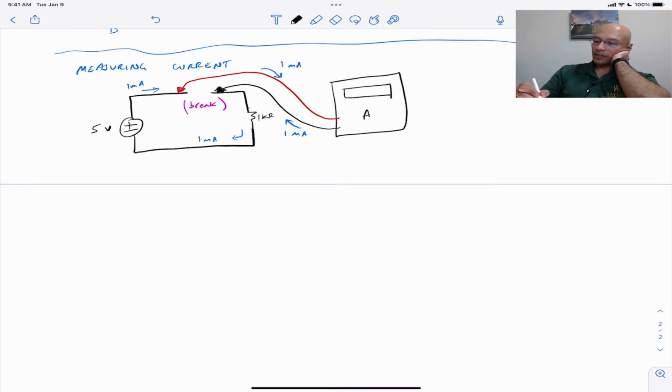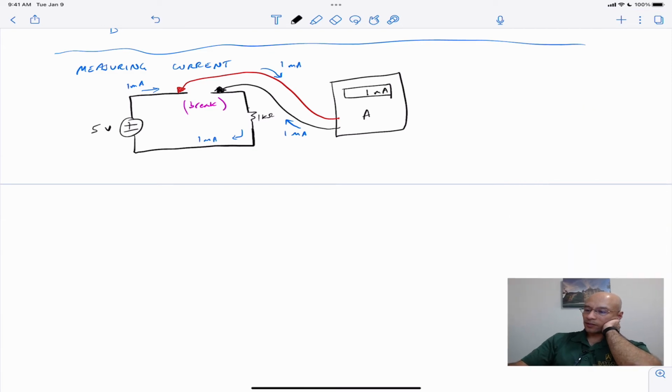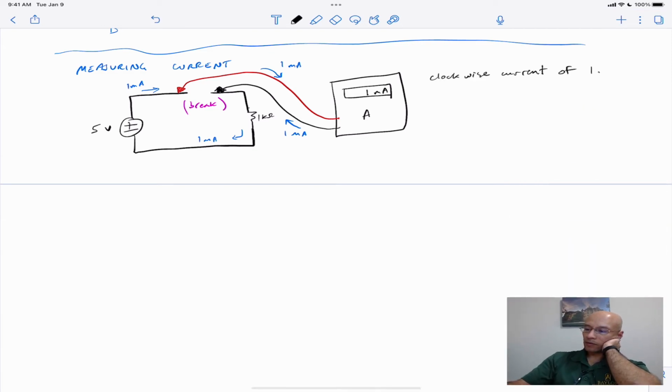And so what happens is that when positive current goes into the red terminal and out the black, you read a positive current. So this will read 1 milliamp. And we're reading the clockwise current through the circuit. So I'll just point out that what we've done here is we've placed the ammeter in the path of the current that we want to measure. So we have to force the current we want to measure through the ammeter.